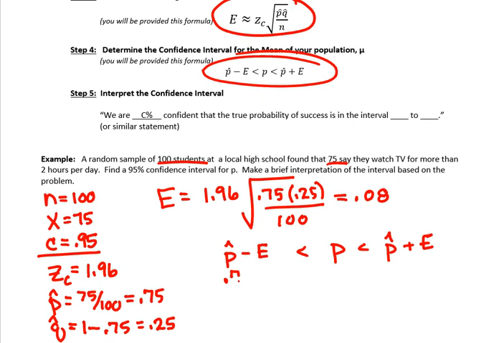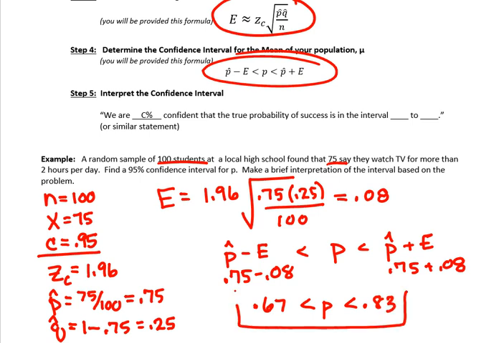All right, so 0.75 minus 0.08 and 0.75 plus 0.08. So I end up with 0.67, which is less than p, which is less than 0.83. So I would say I am 95% confident that the true proportion is somewhere in the interval 0.67 to 0.83. And remember, what we're really saying here is that 95% of confidence intervals would contain the true mean.